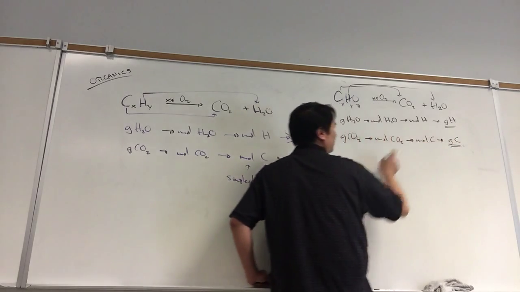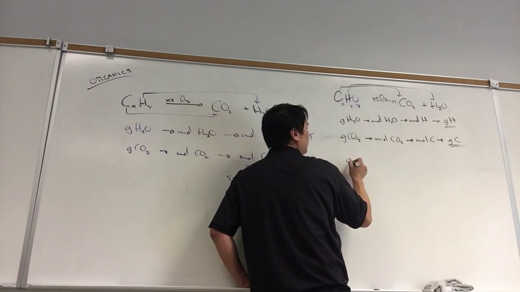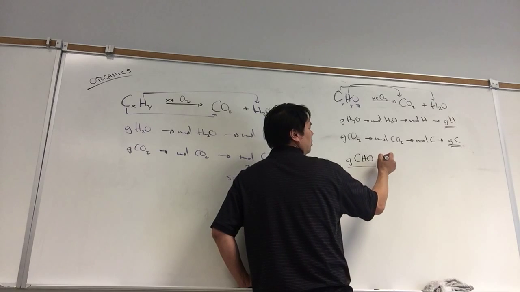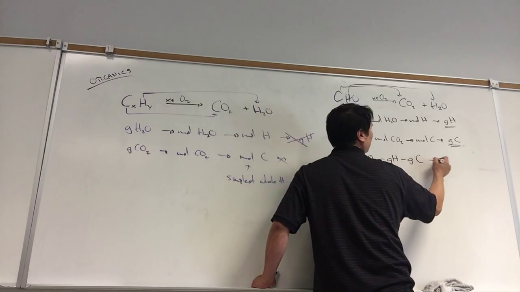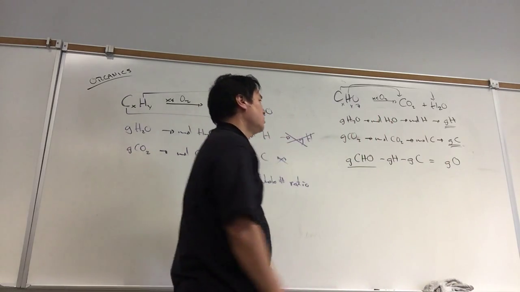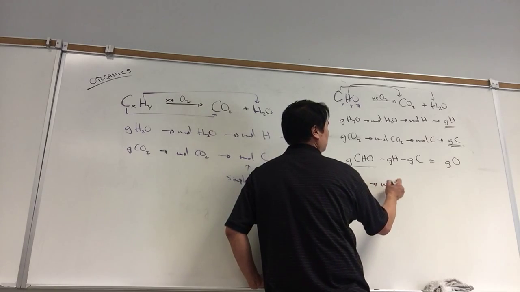All right, the reason we had to go to grams is because of this. We can weigh the whole thing here. And so we know how many grams of CHO we have. So if we have grams of CHO minus the grams of the hydrogen, minus the grams of the carbon, we're going to be left with grams of oxygen. And so with grams of oxygen, then we can go to moles of oxygen.